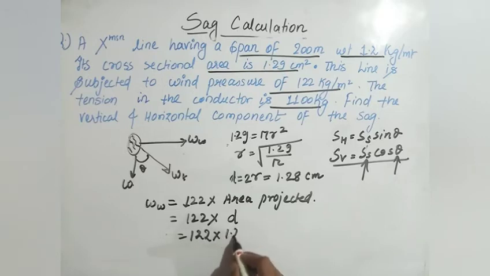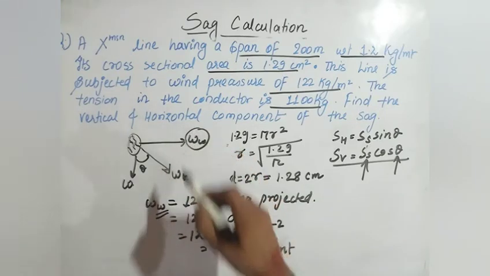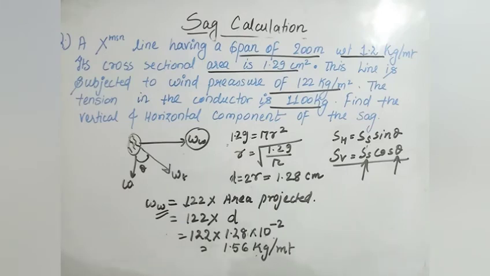So weight of the wind we get 122 into 1.28 centimeter. We convert centimeter into meter, so it will become 10 to the power minus 2. We will get 1.56 kg per meter. We got weight of wind.